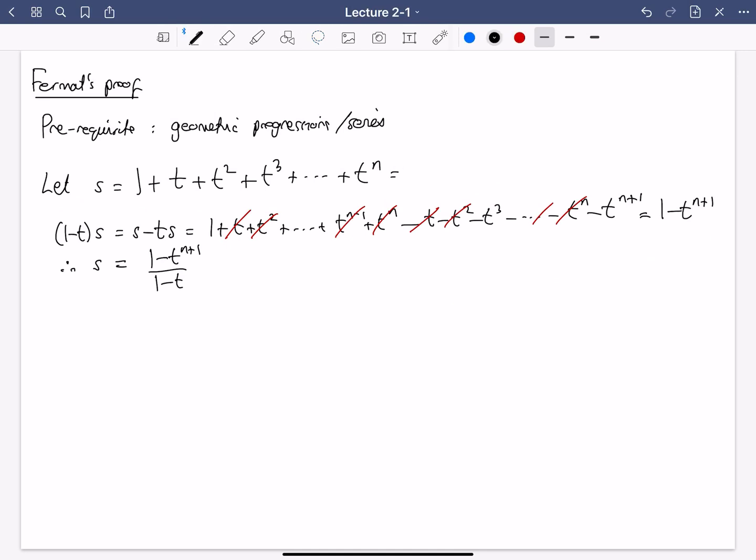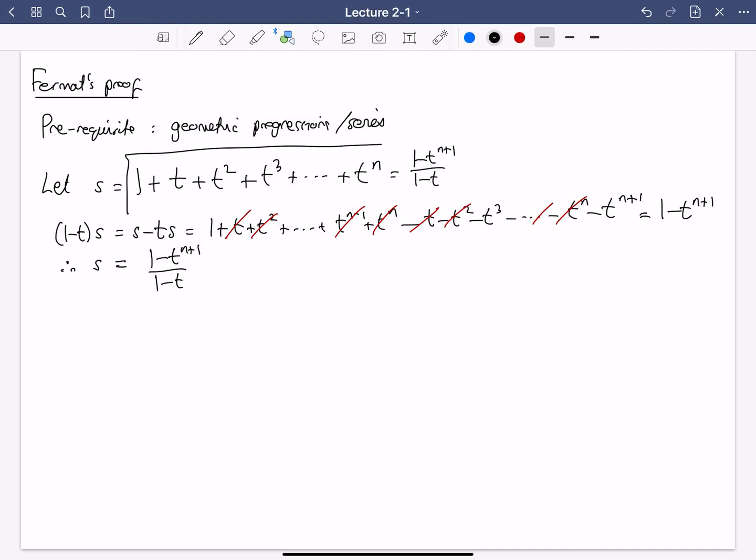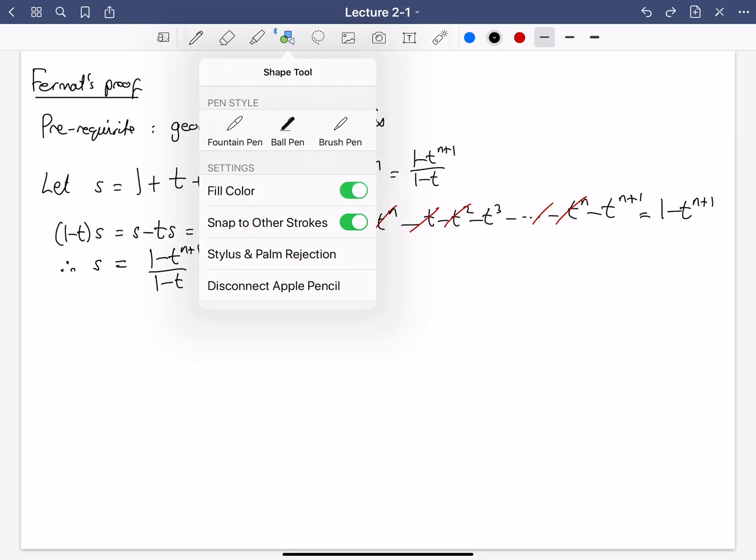So we found that it's equal to 1 minus t to the n plus 1 over 1 minus t. Let's box that in, because that's a pretty basic and fundamental fact that everybody should know. Didn't work. Let's try that again. To fill it in, there we go.